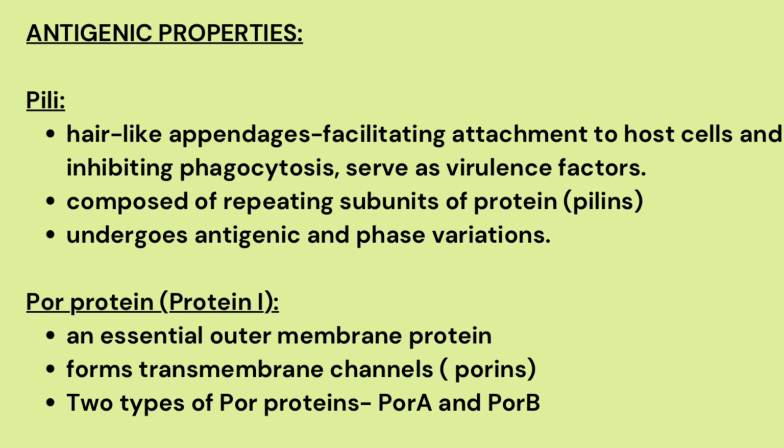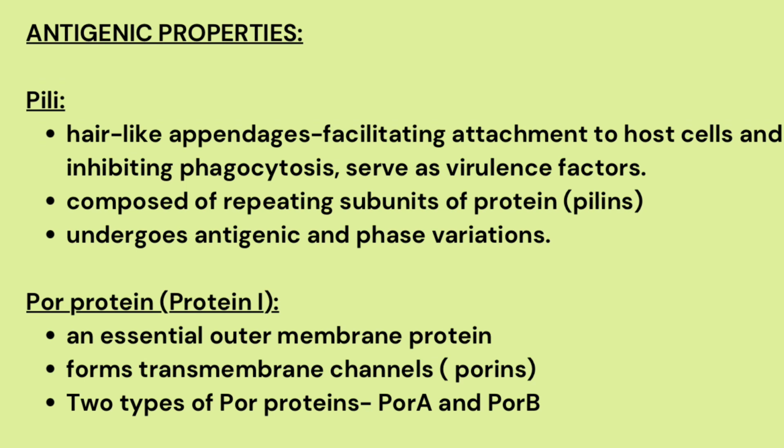Antigenic properties. The surface structure includes pili. Pili are hair-like appendages that reach out of the gonococcal surface up to several micrometers. They serve as virulence factors by facilitating attachment to host cells and inhibiting phagocytosis. They are composed of repeating subunits of protein called pilins. Pili undergo antigenic and phase variations.